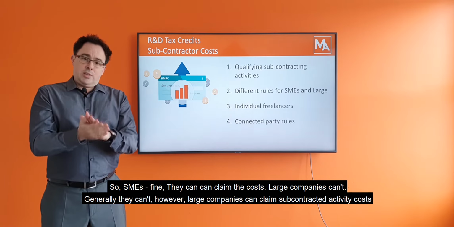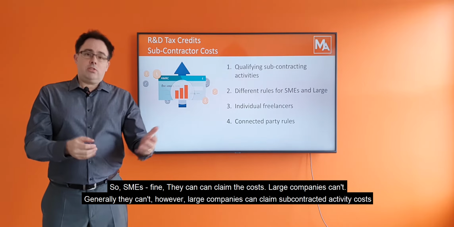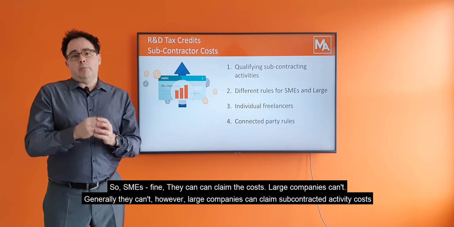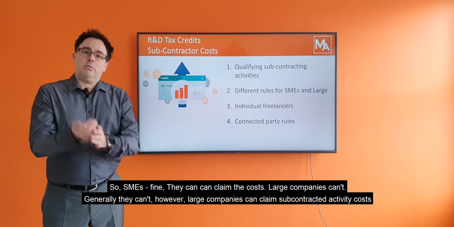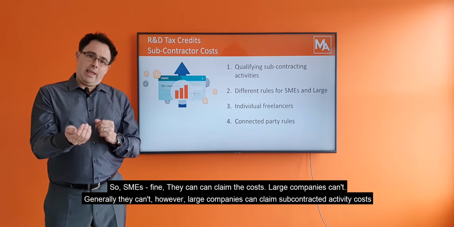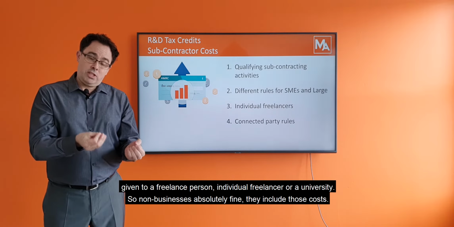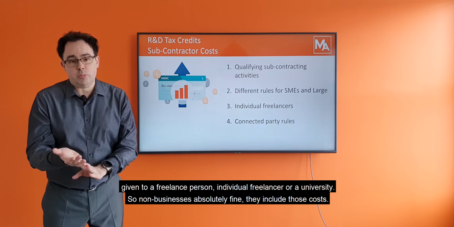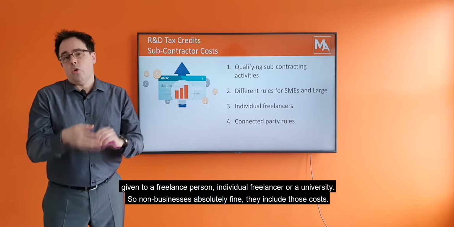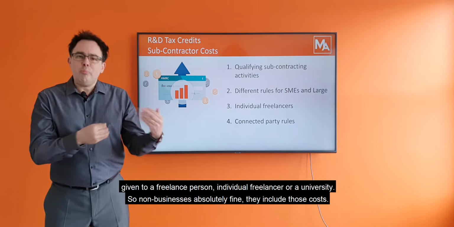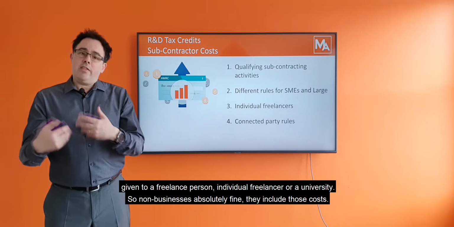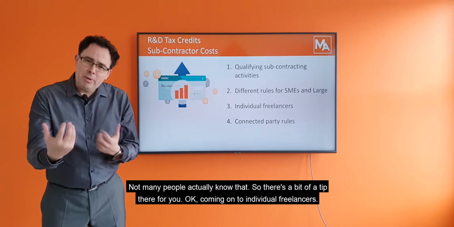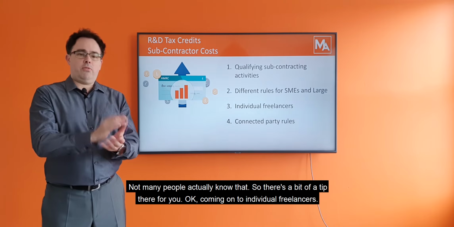So, SMEs, fine, they can claim the costs. Large companies can't. Generally, they can't. However, large companies can claim subcontracted activity costs given to a freelance person, individual freelancer, or a university. So non-businesses, absolutely fine, they can include those costs. Not many people actually know that, so there's a bit of a tip there for you.